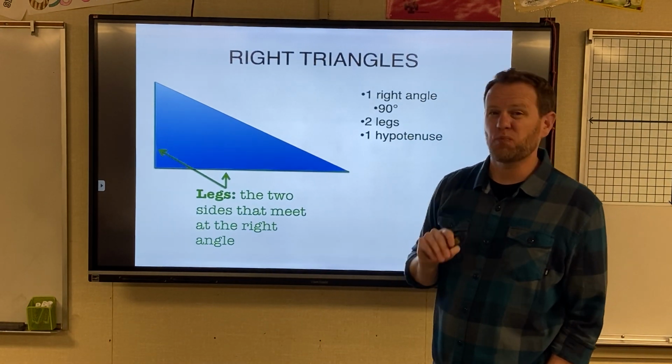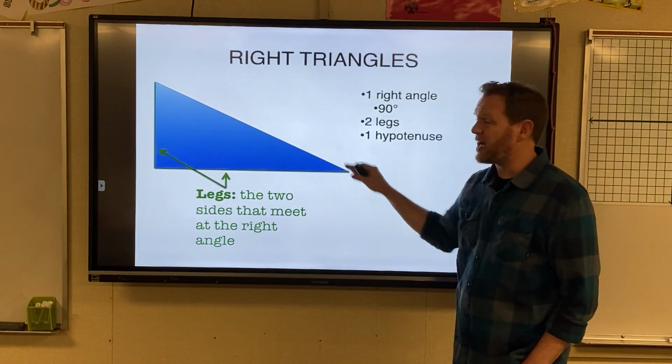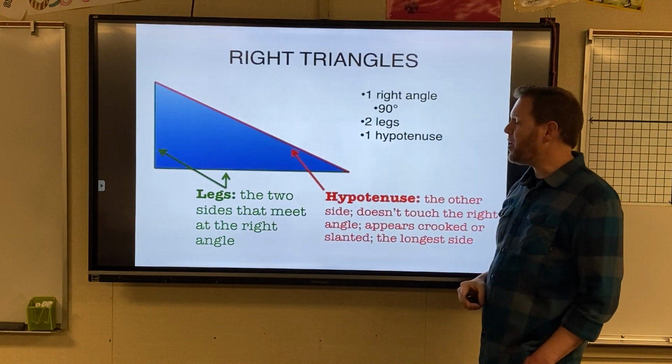The third side is the one that has a really weird name, and this one you're going to have to remember. It's probably new to you. The third side of a right triangle is called the hypotenuse.